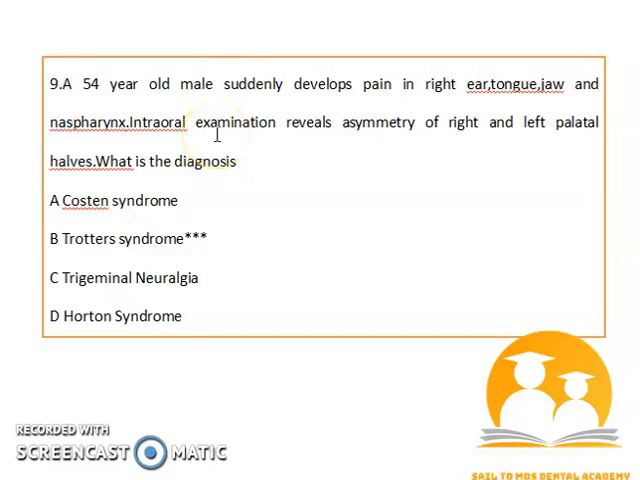Then a case report: a 54-year-old male suddenly develops pain in the right ear, tongue, jaw and nasopharyngeal region. If we go for internal examination, it reveals asymmetry of right and left parietal halves. So the diagnosis here is Trotter syndrome. Remember aspirant, Trotter syndrome is a clinical triad of unilateral deafness, neuralgia affecting branches of the trigeminal nerve, and defective mobility of the soft palate, which is caused by malignant tumors involving the lateral pharyngeal recess.